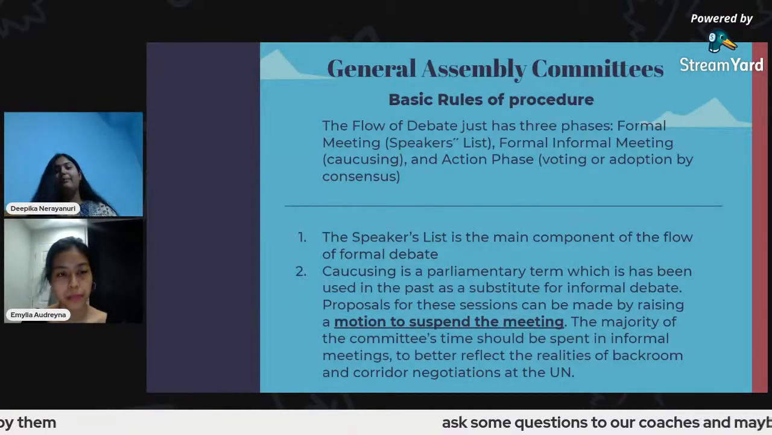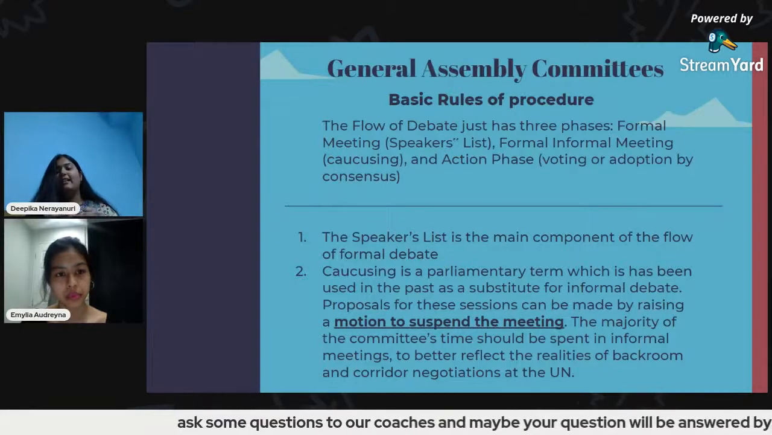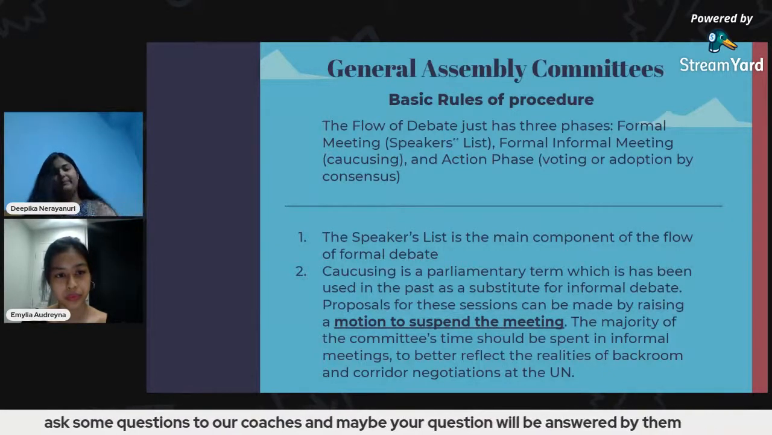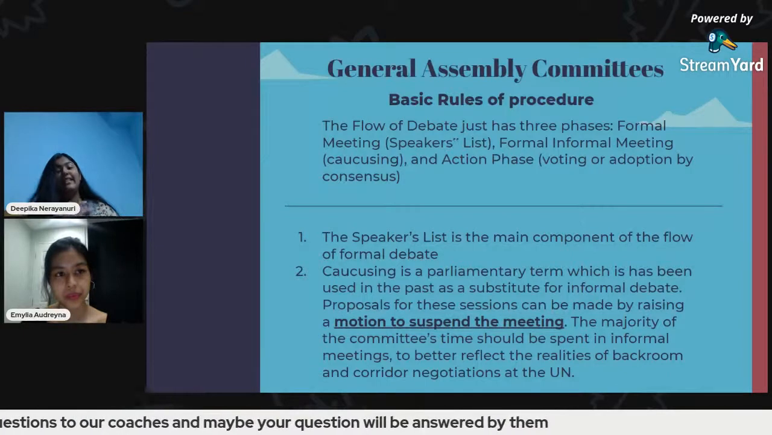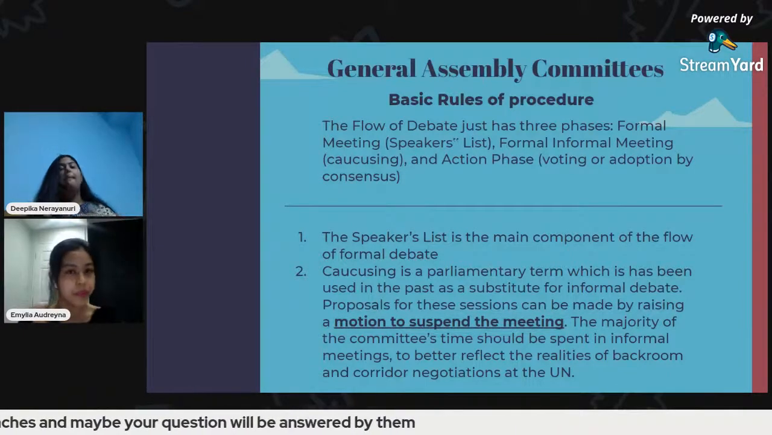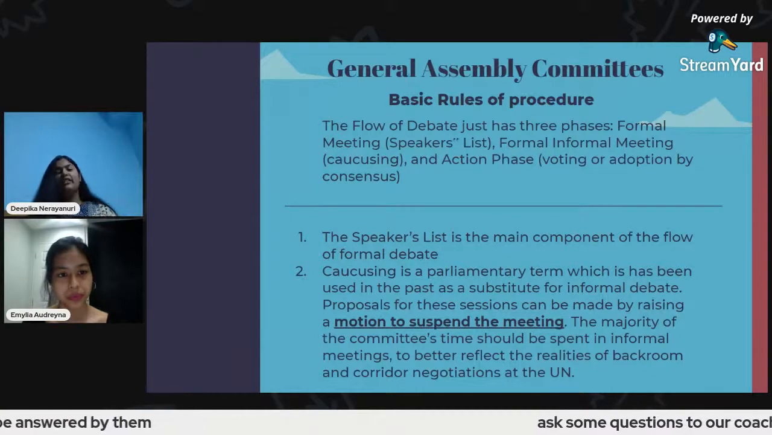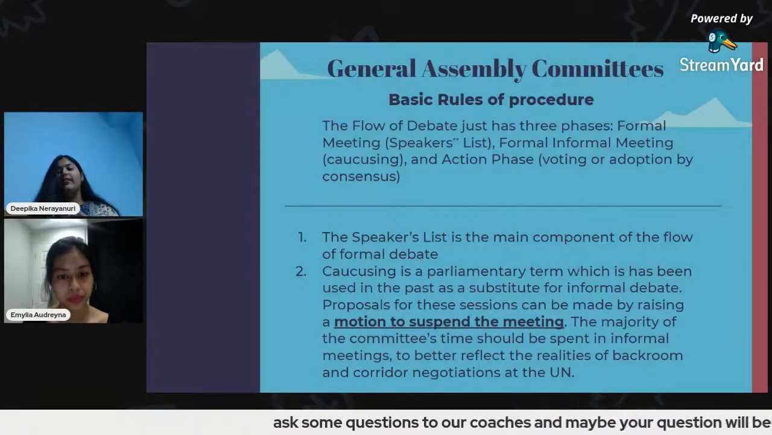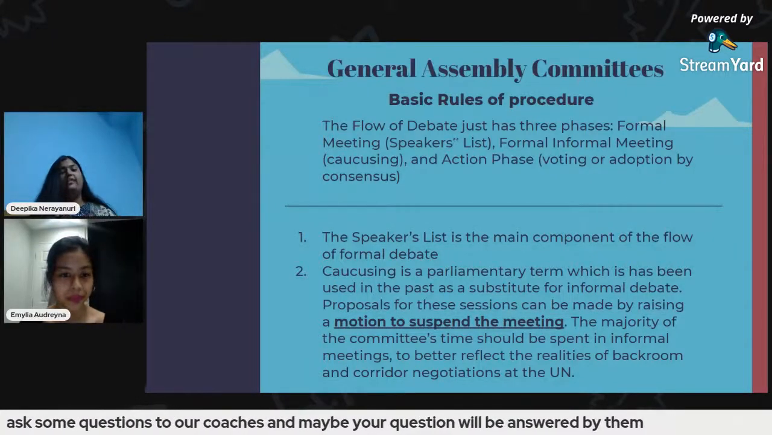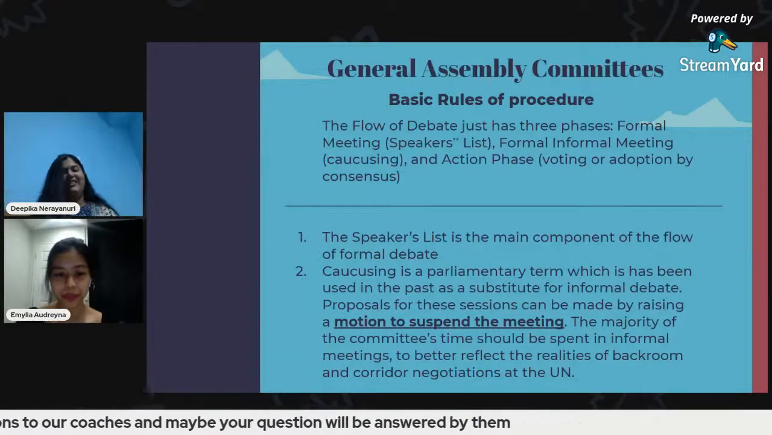Now, caucusing is a parliamentary term which has been used in the past as a substitute for informal debate. Proposals for these sessions can be made by raising a motion to suspend the meeting. The majority of the committee's time should be spent in informal meetings to better reflect the realities of backroom and corridor negotiations at the UN, or the United Nations.